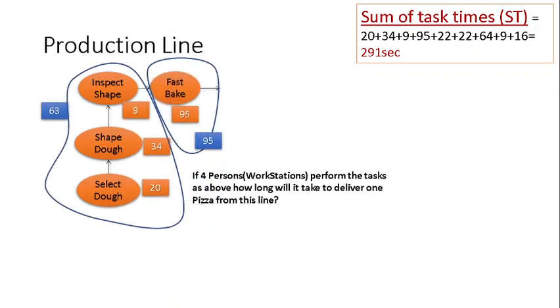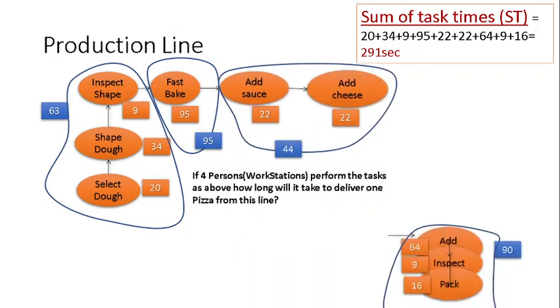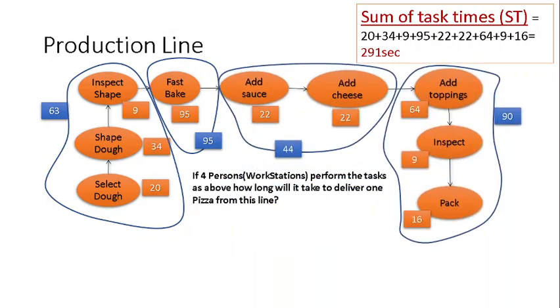Now, if we split the tasks into 4 workstations, we could probably do something like that. It is one from the many possible arrangements. We have to figure out here that the fast bake task requires 95 seconds, which is pretty high, and it is the highest duration of all those tasks.